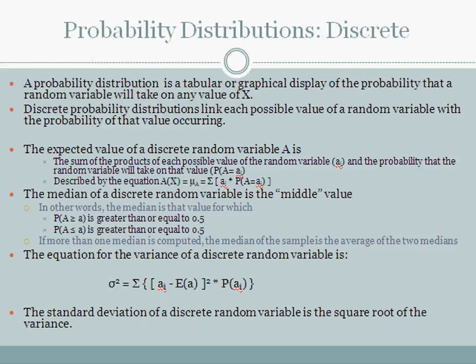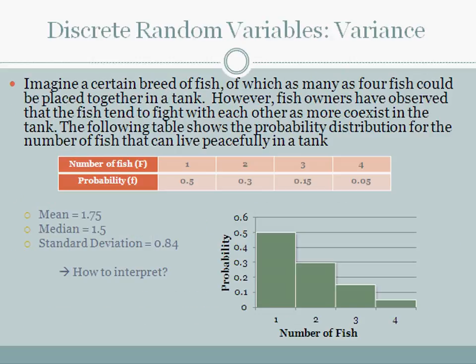A probability distribution is a tabular or graphical display of the probability that a random variable will take on any value of x. A discrete probability distribution links each possible value of the random variable with the probability of that value occurring. This is reviewed from earlier in the module. The expected value of the discrete random variable is the mean of the distribution. Looking back at our distribution, we know that our mean is 1.75. This means that the distribution is skewed toward lower values in the distribution.